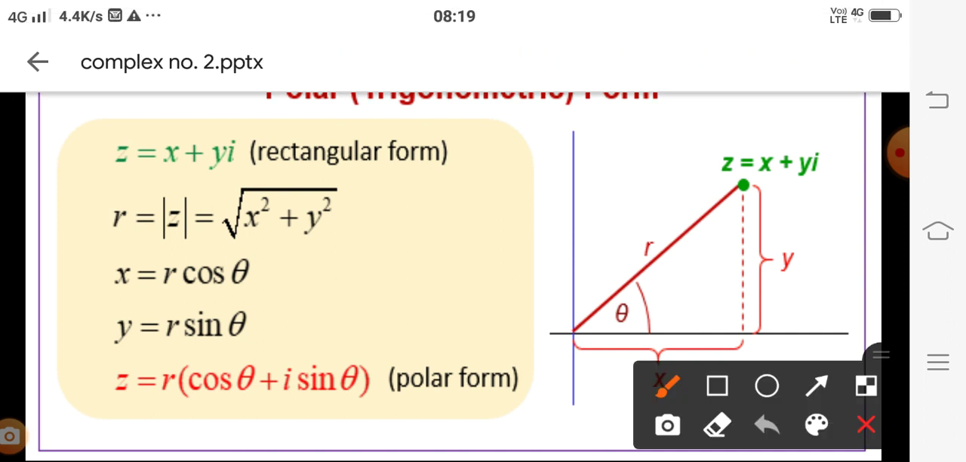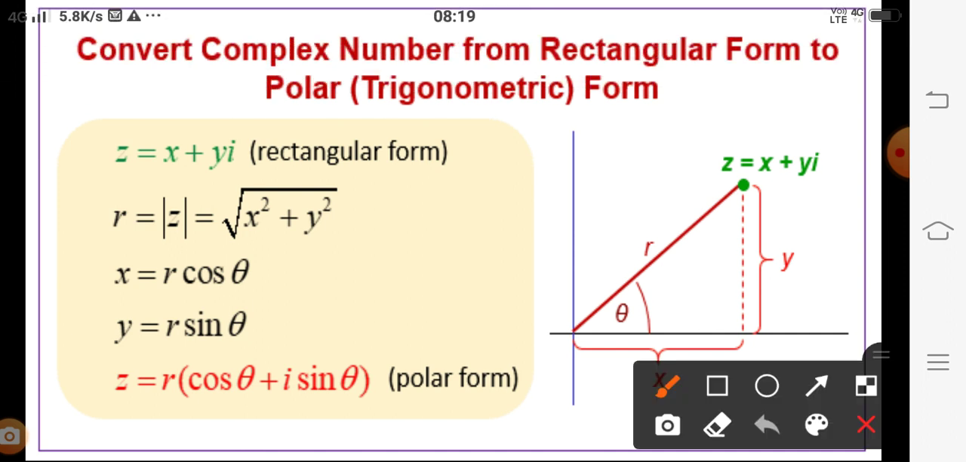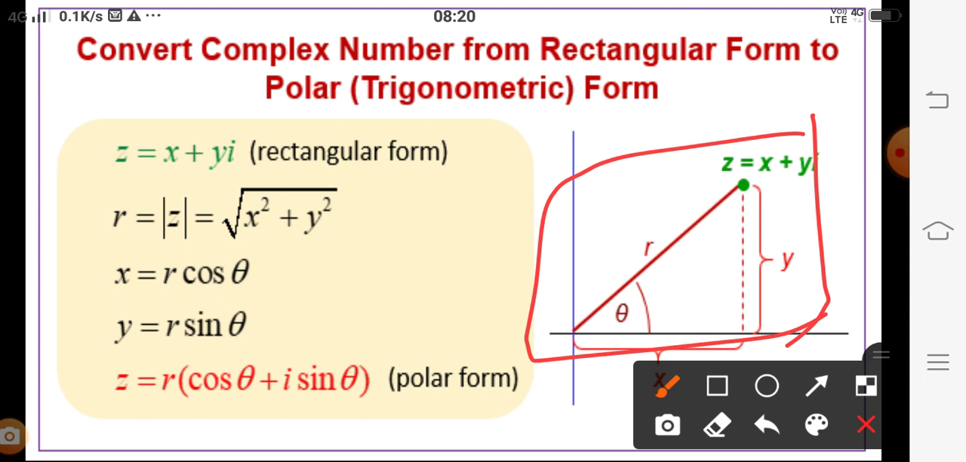Then here we are taking the rectangular form of the representation. If you take a complex number z as x plus iy, then we get the rectangular representation like this. If you draw the perpendicular from the given point, the modulus r for this complex number z equal to x plus iy is under root x square plus y square. And if theta is given, then the horizontal component x equals r cos theta, and the vertical component y equals r sin theta.